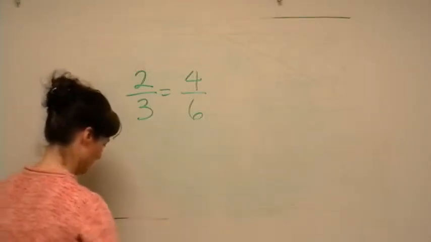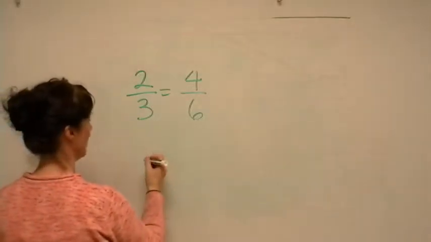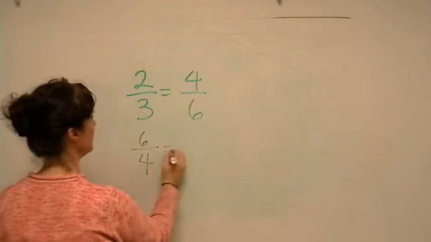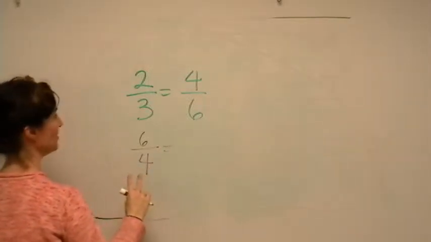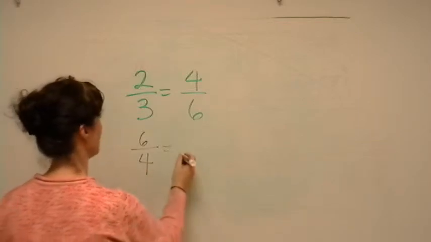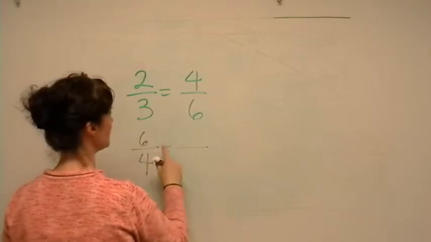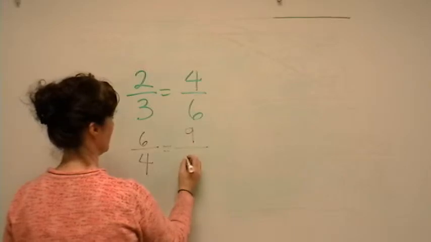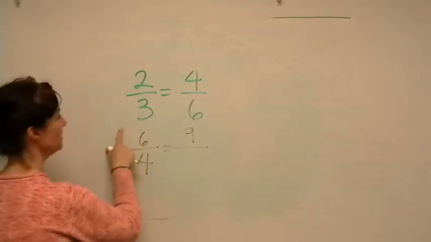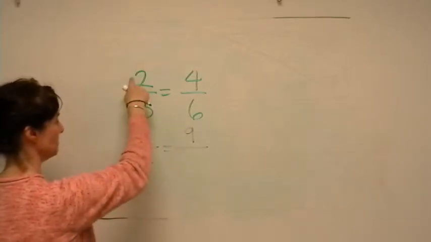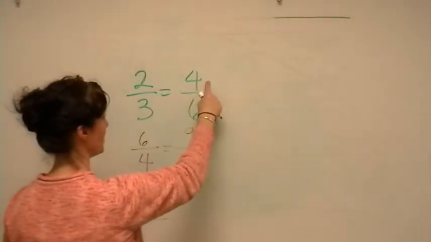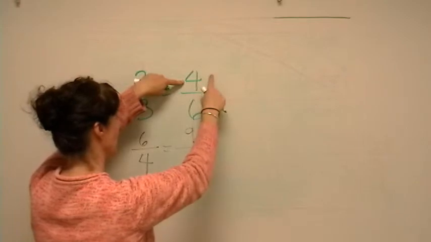Okay, let's try another one. Let's say 6 over 4 is equal to 9 over 6. What I did was I switched the 4 and the 3. 4 plus 2 is 6, 6 over 4. And then I've got the 3 over here, so 6 plus 3 is 9 over 6.